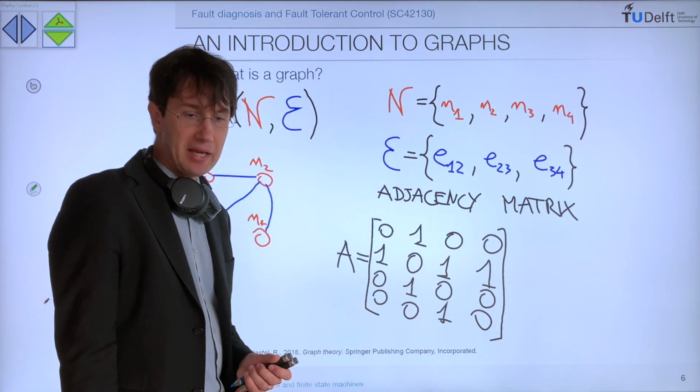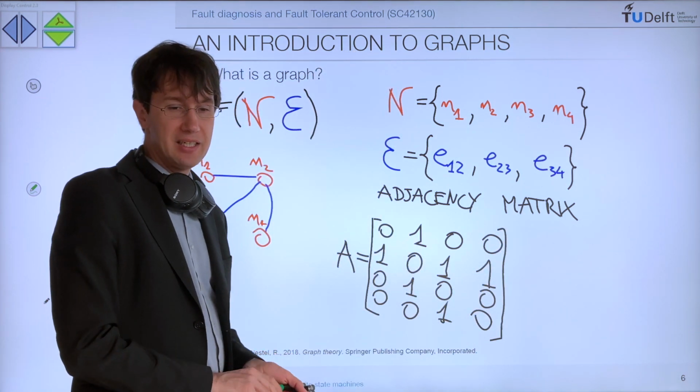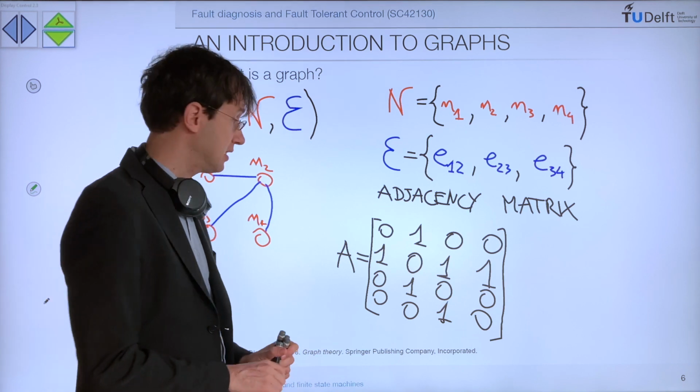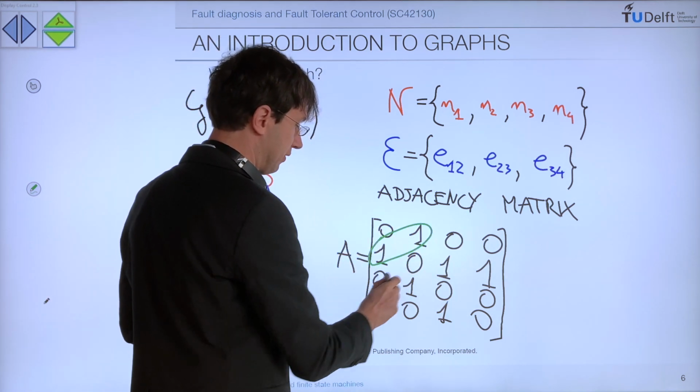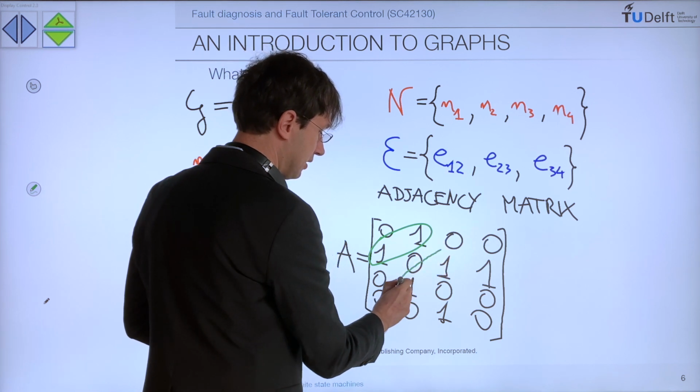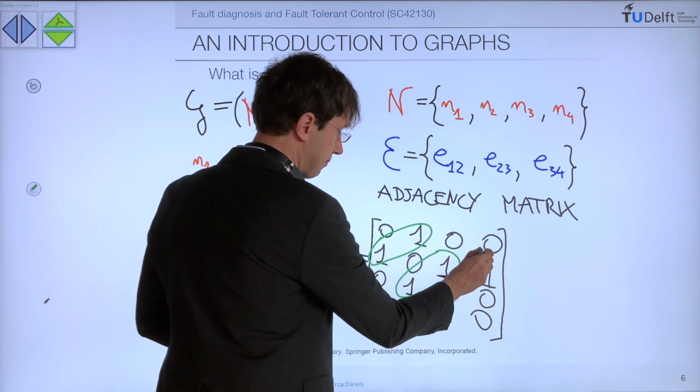One thing that you may notice is that this matrix is symmetric across the main diagonal. You see?